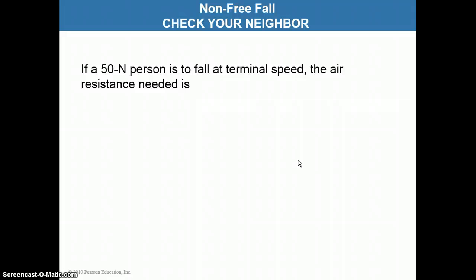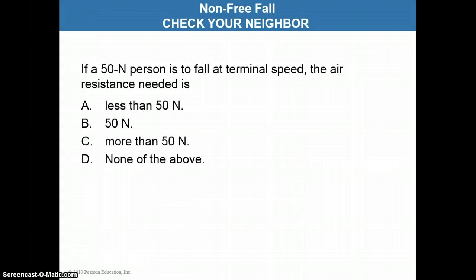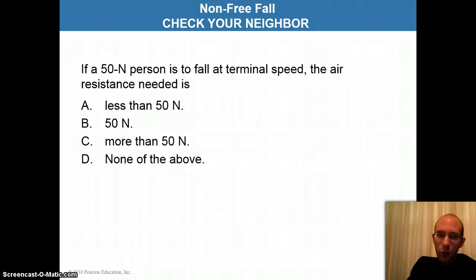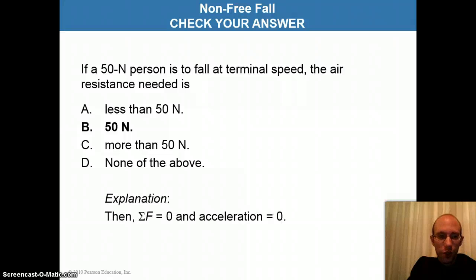Your next question. If a 50 Newton person is to fall at terminal speed, then the air resistance needed is less than 50 newtons, or 50 newtons, more than 50 newtons, or none of the above. Pause the video as you determine your answer. And the correct answer was 50 newtons. If 50 newtons is the air resistance, it cancels out the 50 Newton weight of the person. The sum of the forces equals 0, and acceleration equals 0.